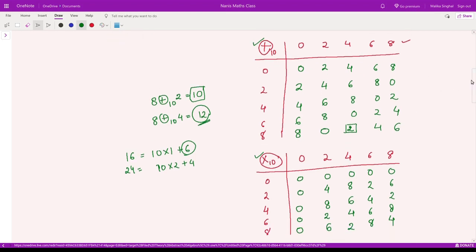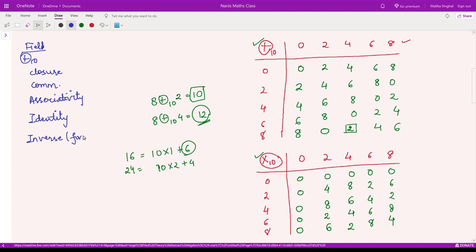Now to check for a field, we should check the following properties. Firstly, we have to check the properties corresponding to the operation addition modulo 10. What all do we need to check? We need to check the closure property, that is, whether this is a binary operation or not. Then we need to check the commutative property. Then we need to check the associative property, right? Then we need to check the existence of identity under this operation, and then we need to check that there exists an inverse for every element, right?